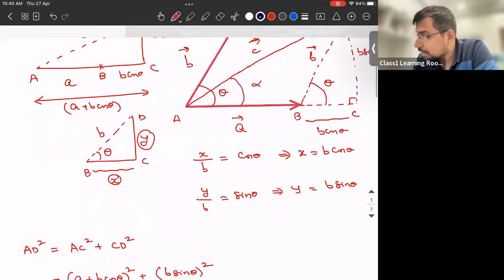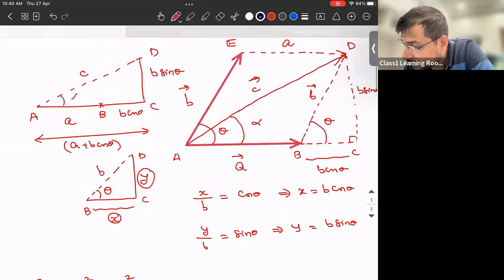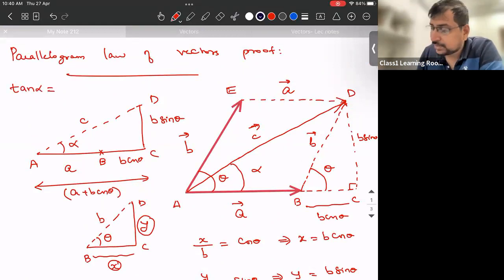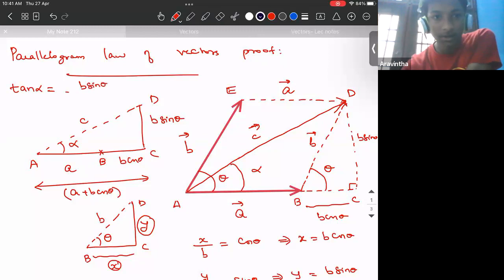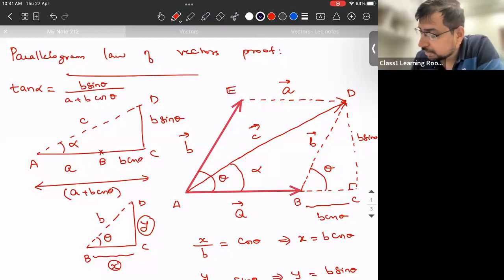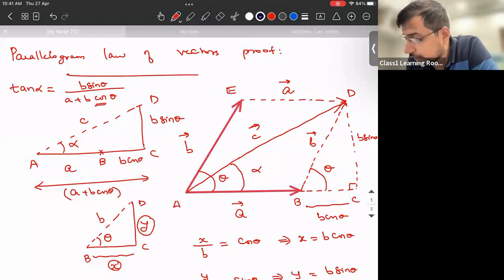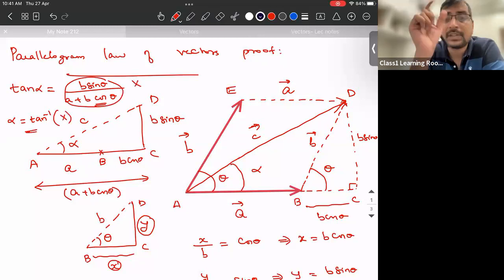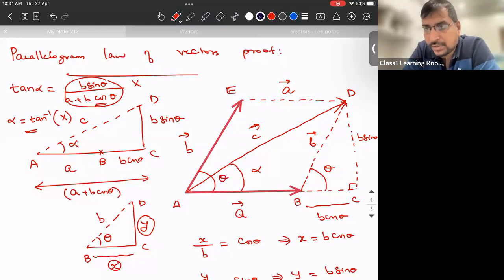Am I right? So if I take the bigger triangle here, is this not going to be alpha? Then what is going to be tan alpha from this triangle? I'll write it here itself. Tan alpha is B sin theta divided by A plus B cos theta. Right, this is tan alpha. But whenever they ask you for the direction, you should write alpha is equal to tan inverse of, let me call this value as capital X, so tan inverse of B sin theta divided by A plus B cos theta.